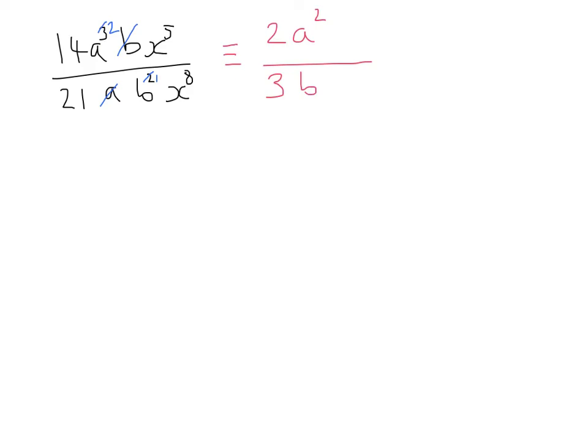And finally, looking at the x's, the x to the power of 5 on top will cancel out, and on the bottom that will leave us with x to the power of 3.